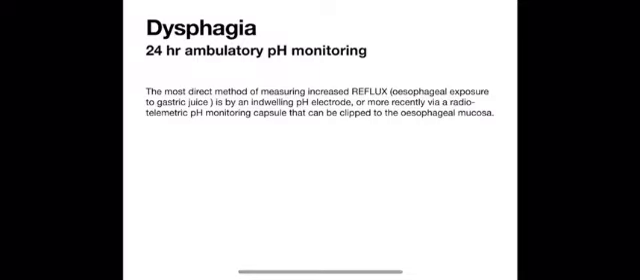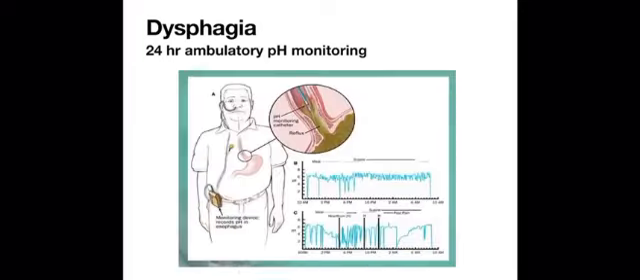24-hour ambulatory pH monitoring. It is the most direct method of measuring increased reflux, that is the exposure of the esophagus to the gastric juice, which is done by an indwelling pH electrode or more recently via a radio telemetric pH monitoring capsule that can be clipped to the esophageal mucosa.